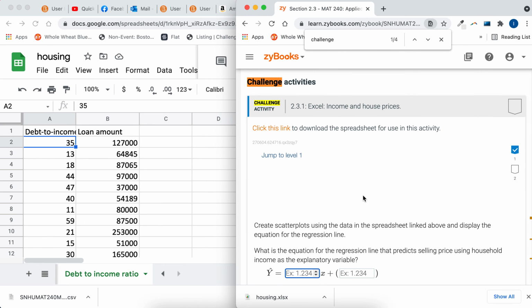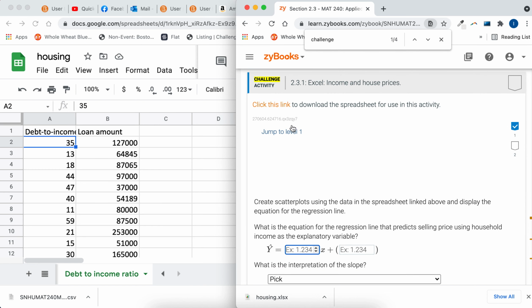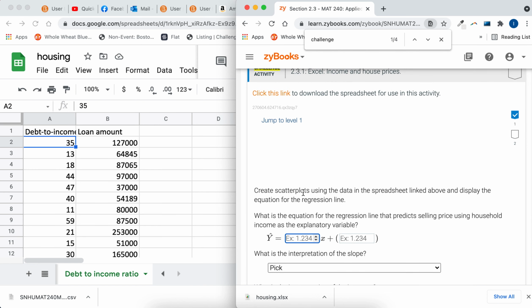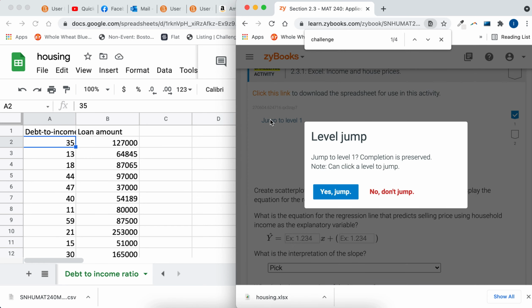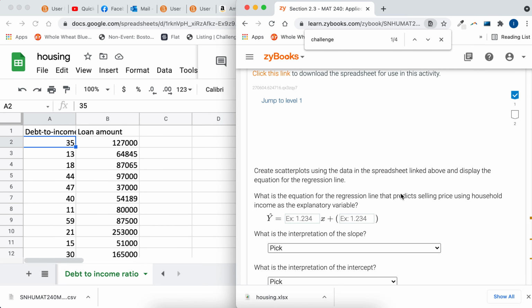Okay. Still in the same challenge activity. Looks like we got to download. It says create a scatter plot using the data in the spreadsheet linked above. I mean, isn't this the same data set? Yeah.